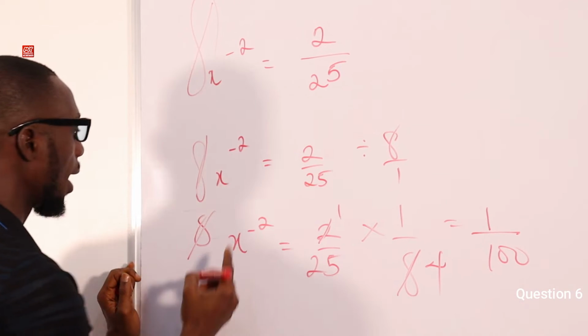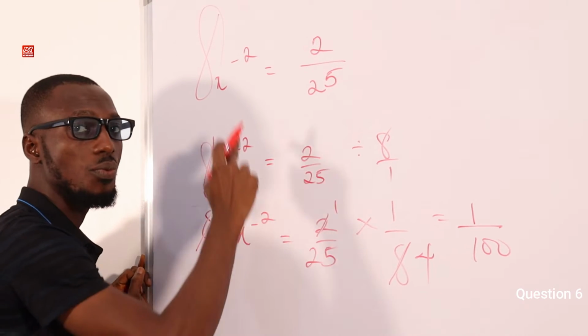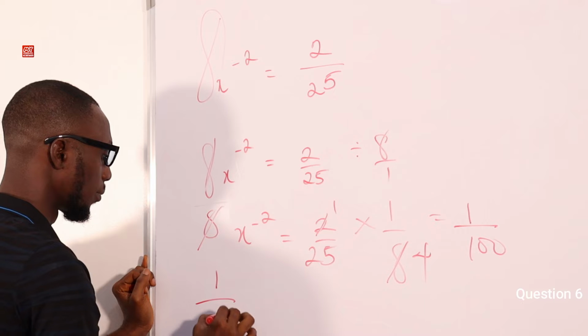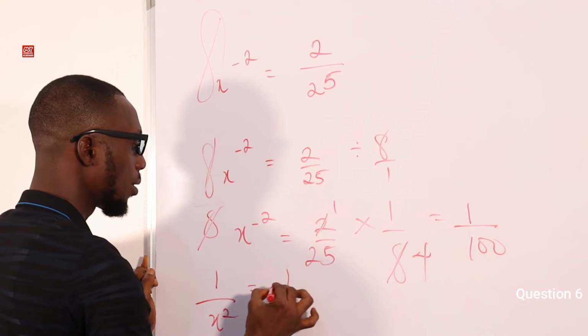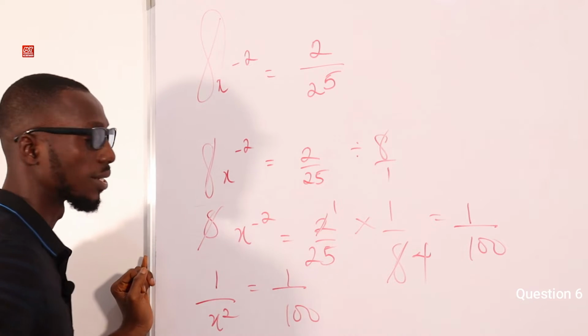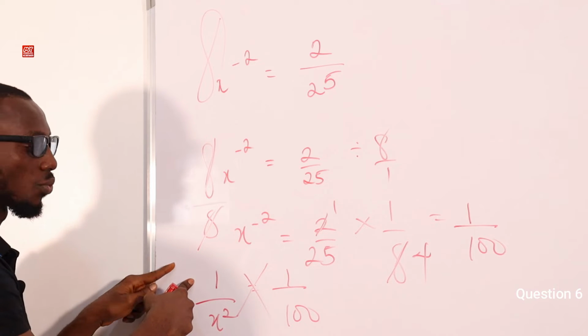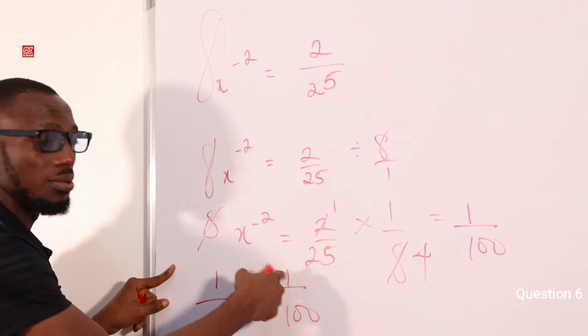Okay, so here x raised to the power minus 2 means 1 over x raised to the power 2, equals 1 over 100. Okay, I can cross multiply. 100 multiplies 1, x squared multiplies 1. So you see the same thing.